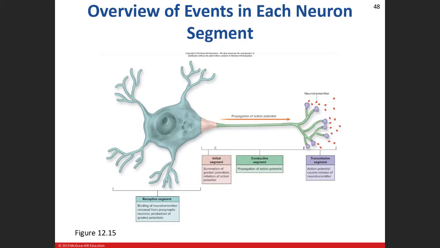But we need to start with something small. So we're going to talk about the graded potentials, and I'm not going to call them mini action potentials because they're not. For the rest of this chapter, we're going to start here, talk about the receptive segment, and then move on to the initial segment, to the conductive segment, and then to the transmissive segment. So I'm going to start by talking about what happens here.